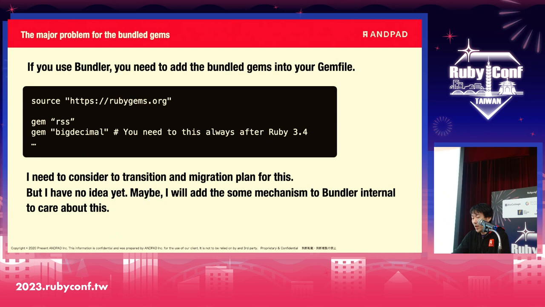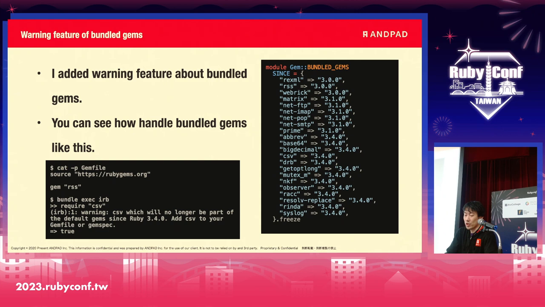I will change BigDecimal to a bundled gem from a default gem in Ruby 3.4 next year. So your application will break when upgrading from Ruby 3.3 to Ruby 3.4 without updating the Gemfile, because Bundler will inject only default gems, not bundled gems. I understand this frustration: why does Ruby break my application when upgrading its version every year? So I have taken care of this issue with Ruby 3.3.